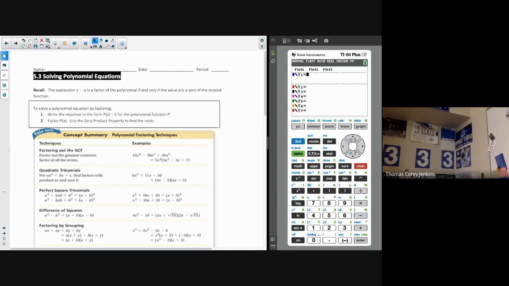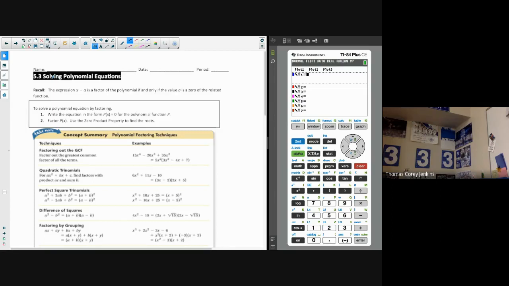We'll probably do some sort of review after this lesson because there was quite a bit in the first 3 lessons. So 5.3 is all about solving polynomial equations, which we've already done some because we've solved quadratic equations, okay? So that is basically your learning target, to be able to solve polynomial equations, which includes quadratics and higher degree equations.